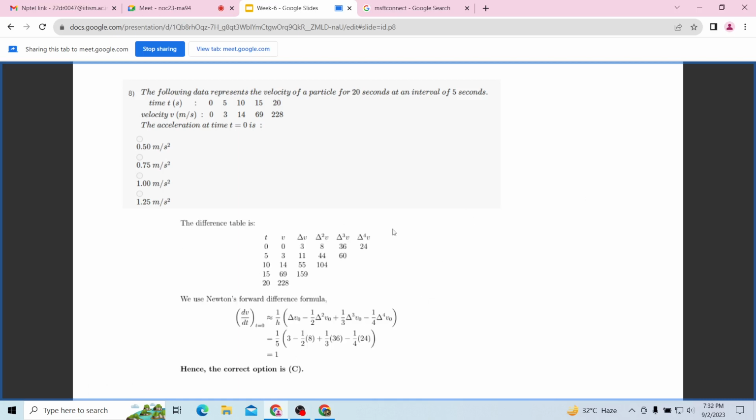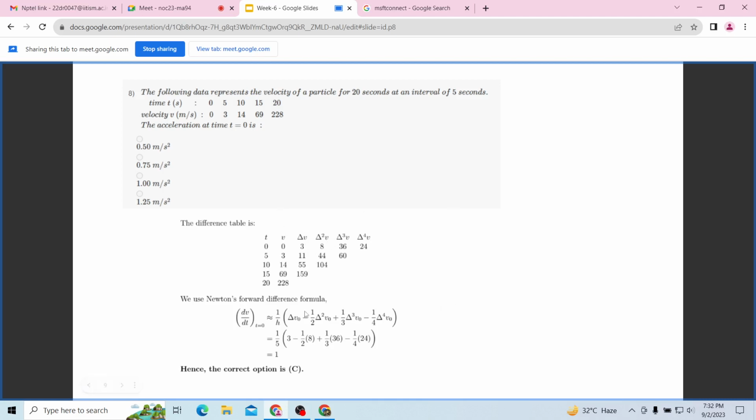So let's first calculate the difference table. As we are using Newton's forward difference formula, calculate the forward difference table. Arrange the values of time and velocity accordingly, and then calculate del v. That is 3 minus 0, you will get 3. Here 14 minus 3, you will get 11. Similarly, calculate del v, then del square v, then del cube v, and del 4 v. We will get this difference table.